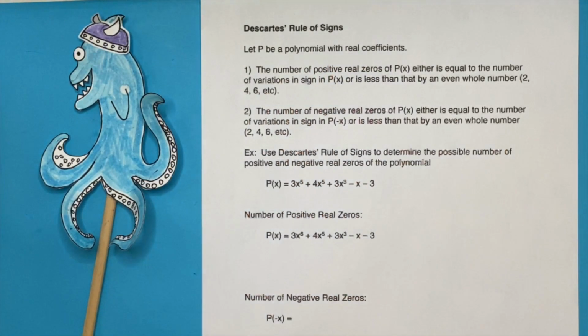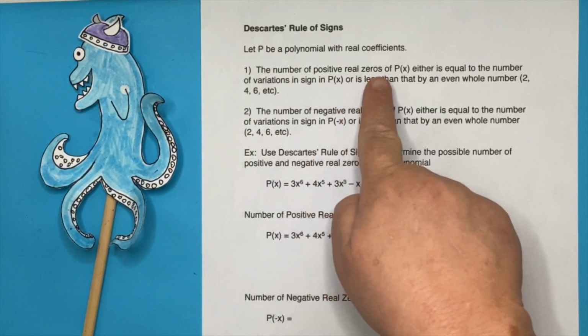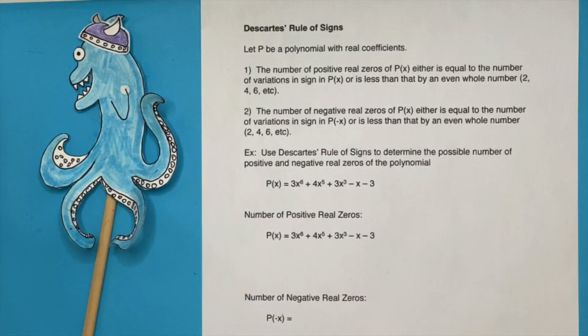Let P be a polynomial with real coefficients. Now we're starting to get somewhere interesting. So we're into real coefficients. And it says the number of positive real zeros, remember we're talking about real zeros of P of x, either is equal to the number of variations in sign in P of x or is less than that by an even whole number, 2, 4, 6, etc.